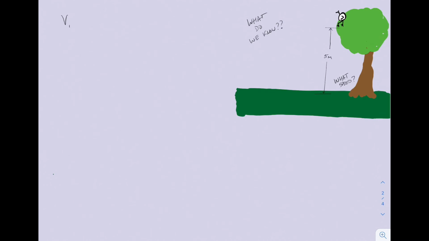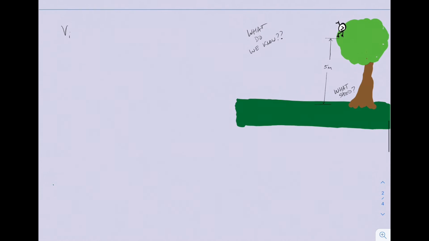All right, so we know the initial velocity. The chicken is going to be falling out of the tree, so its initial velocity is 0 meters per second. Write it down. There we go. 0 meters per second. Excellent. Okay. We know that we're looking for the final velocity.